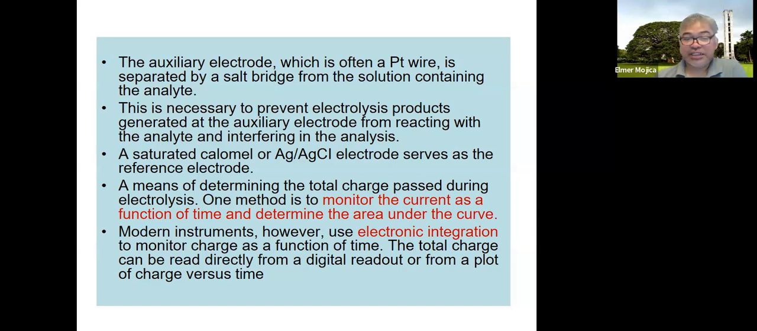Typically, as I told you, your silver chloride electrode or saturated calomel electrode is the reference electrode that you have. And the working electrode is either platinum, if it's in the platinum system, or mercury.